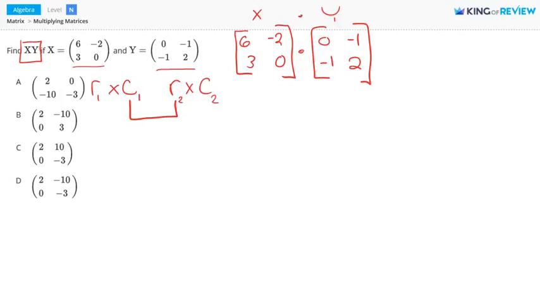So you compare these two here. If they're the same number, then it's defined. Defined if equal. And then you know the dimensions of the matrix by looking at these numbers here. So the rows in matrix 1 by the columns in matrix 2, this will become your new dimensions.